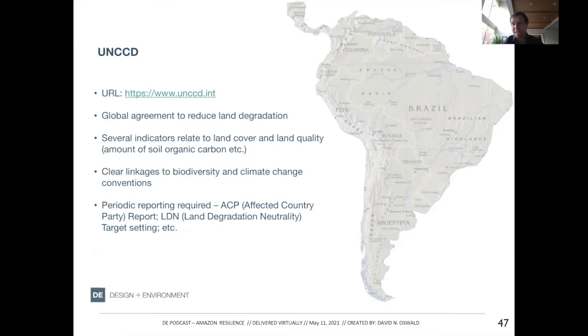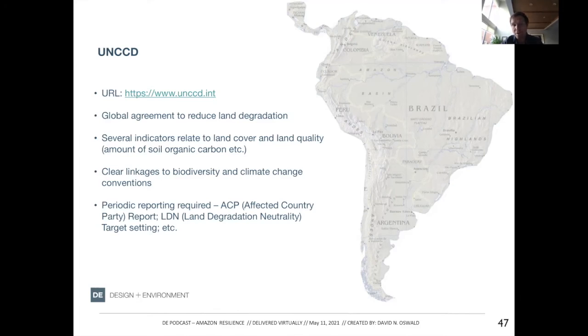So several indicators relate to land cover, land quality, soil organic carbon. So there are a lot of linkages between biodiversity and the climate change conventions. Obviously, if you're dealing with land conservation, you're dealing with preservation of biodiversity, ideally, or certainly on the rainforest side of things, and climate change, reducing greenhouse gas emissions from deforestation.